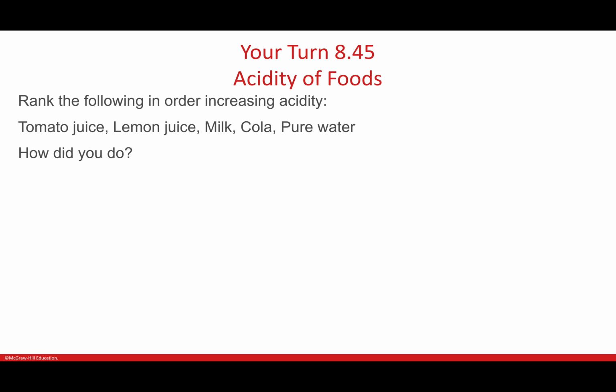So rank these, and which of these do you think is least acidic? So rank them in order of increasing acidity. So which one is the least acidic? Water. So let's see, I'm going to put it over here. Least acidic. Billy, what do you think is the next one? Increasing acidity.